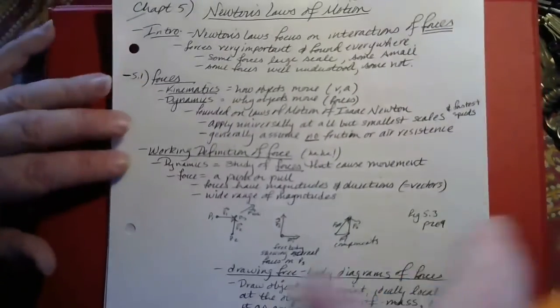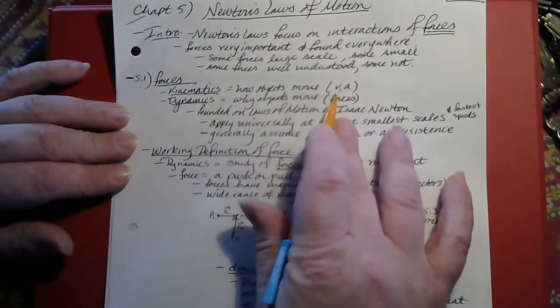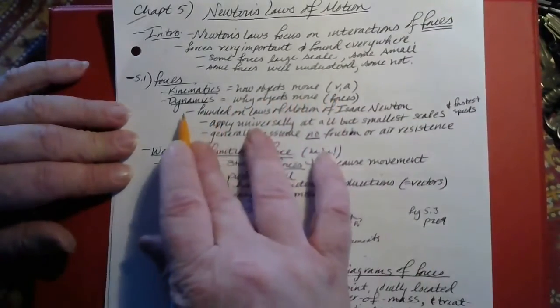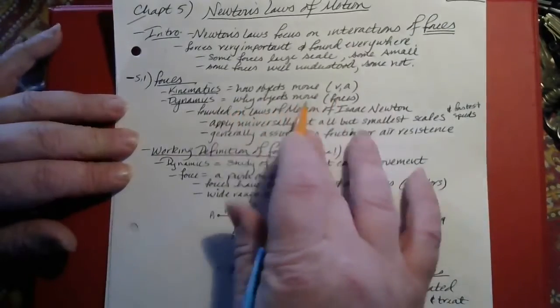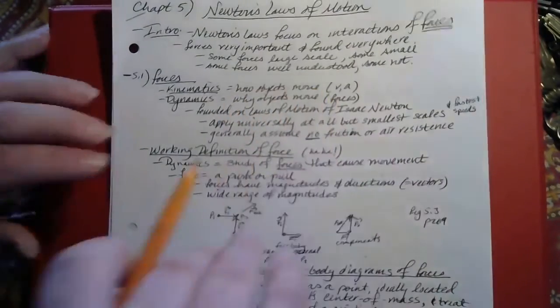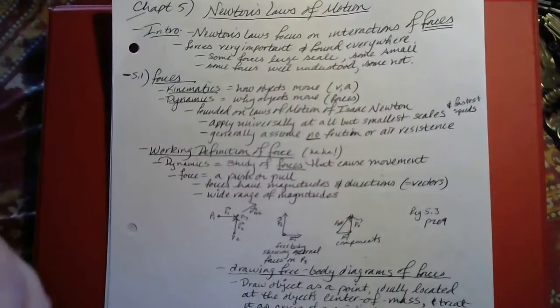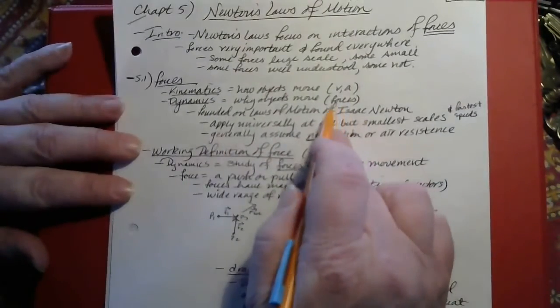When we're dealing with forces, kinematics has to do with how objects move, and dynamics has more to do with why objects move. So what we've been doing up until now has been more kinematics, but this chapter is going to be more in the realm of dynamics. That's what Newton was interested in. Why do objects move? And that has to do with forces.